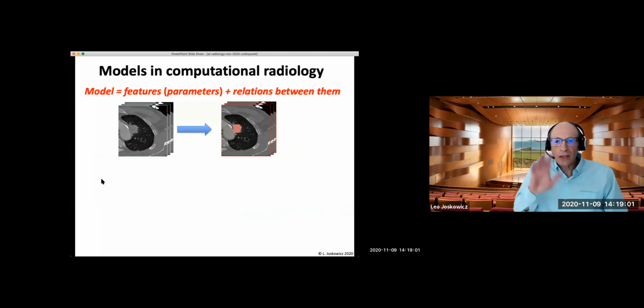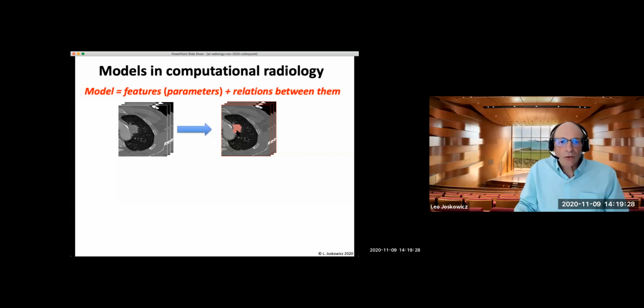Okay, so just to set up the context, let's talk about how do we go about classifying voxels. Well, we know how to do that. Basically, you have to create a model. You have a set of parameters and some relations between them, so that you can say all the black, all the red voxels. A voxel is a pixel, a unit of space instead of a unit of area.